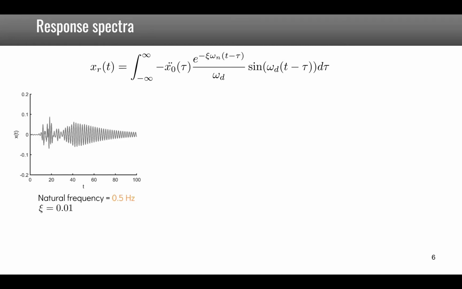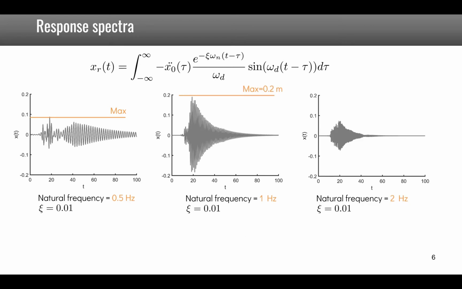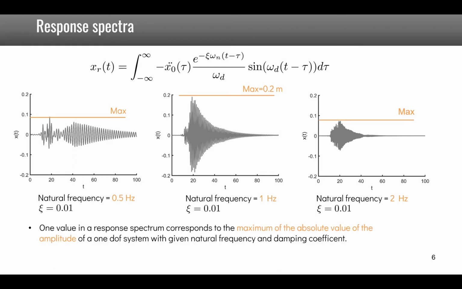We can compute this convolution integral for different values of the natural frequency of the 1-DOF system. So this is, for example, when the natural frequency is 0.5 Hz and the damping is 1%, we get a maximum of about 0.1 meter of relative displacement. In the case that the natural frequency is 1 Hz, it goes up to 0.2 meters, and in the case that we have 2 Hz, it is again around 0.1 meter.